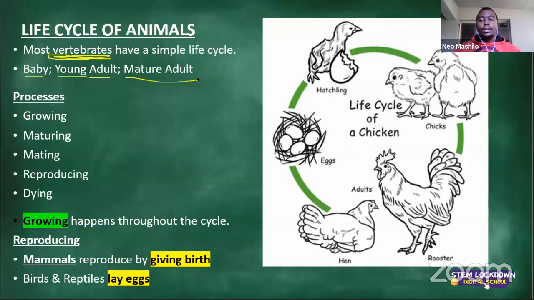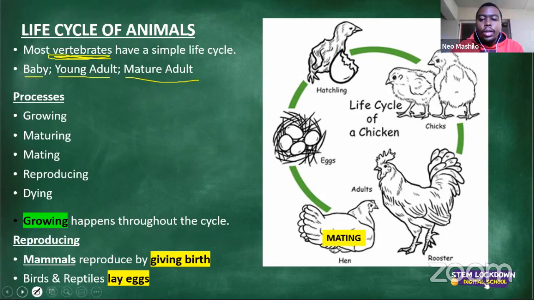So that is how a life cycle of an animal works. You have a baby, which turns into a young adult, and then it turns into a mature adult, and then it dies. There are 5 processes that are involved in a life cycle of an animal. There's growing, there's maturing, there's mating, there's reproducing, and there's dying. Again, growing happens throughout the whole cycle.